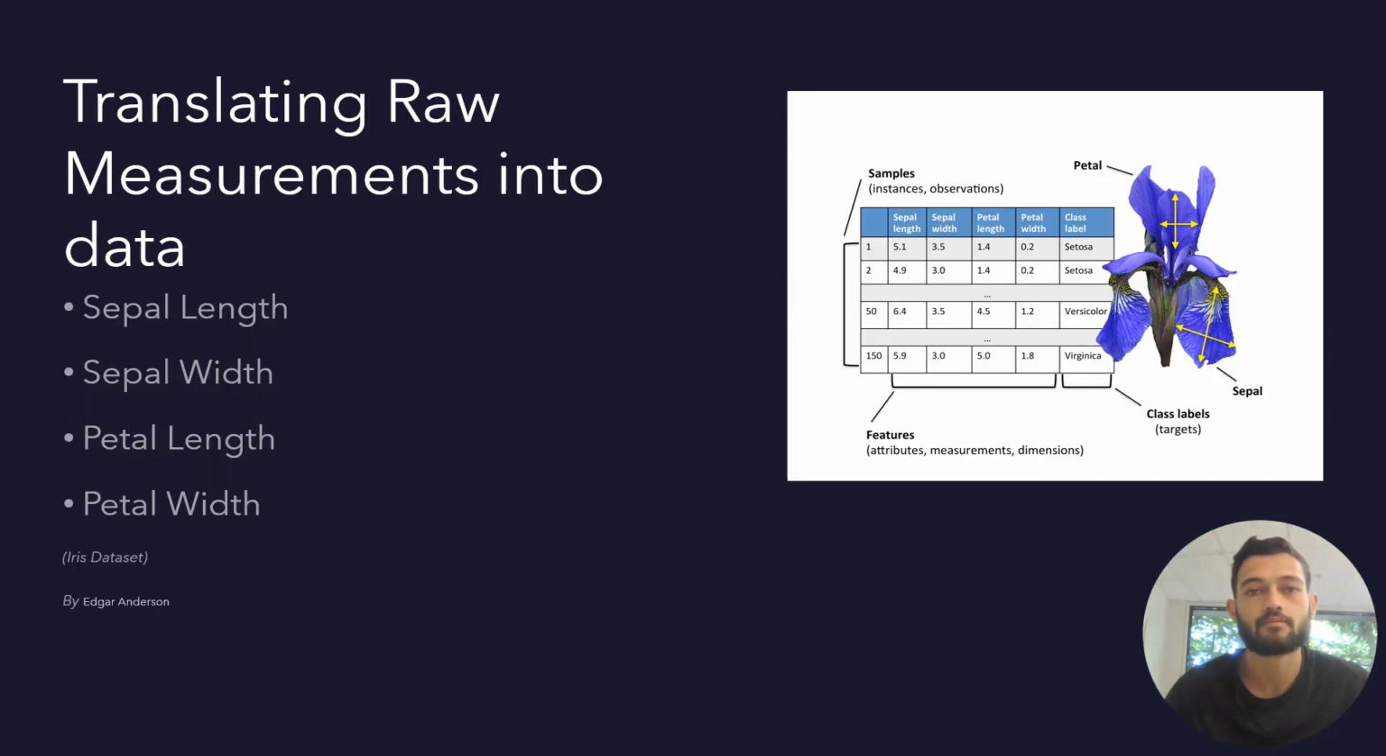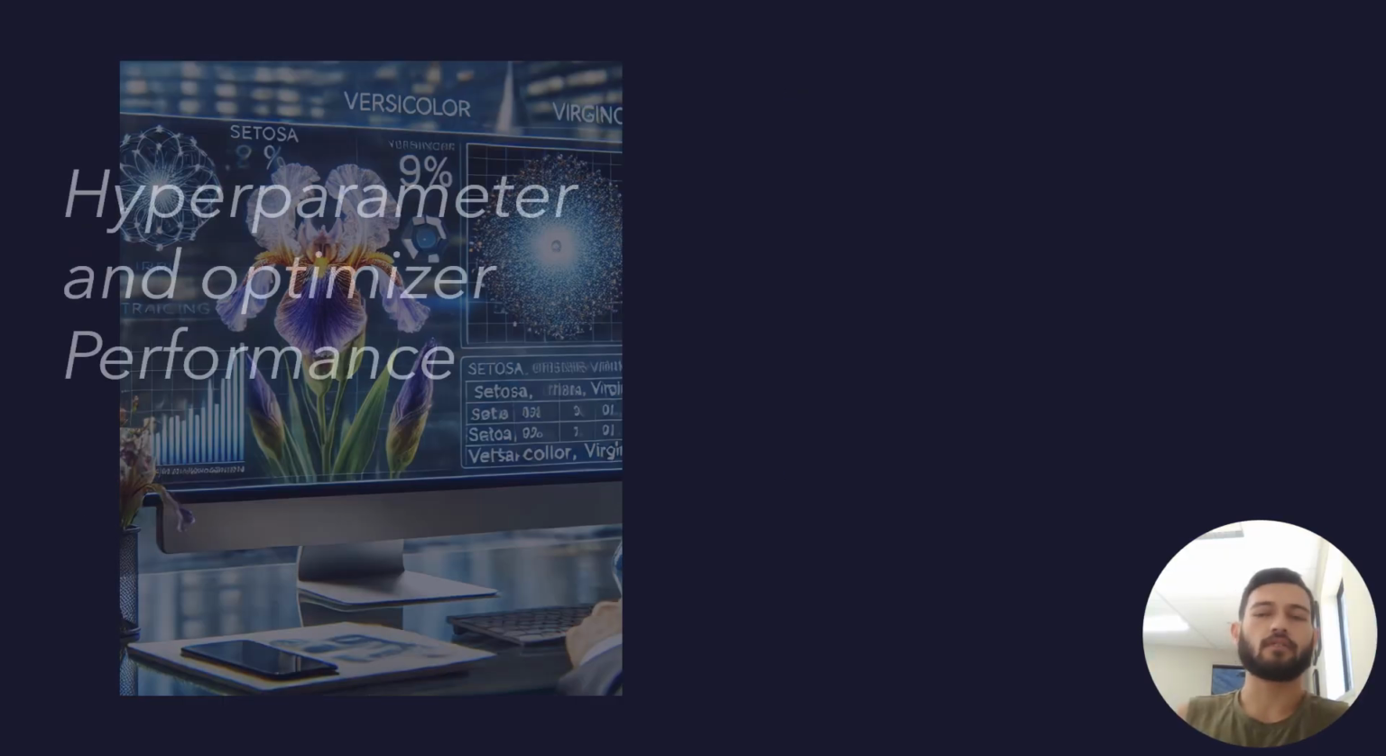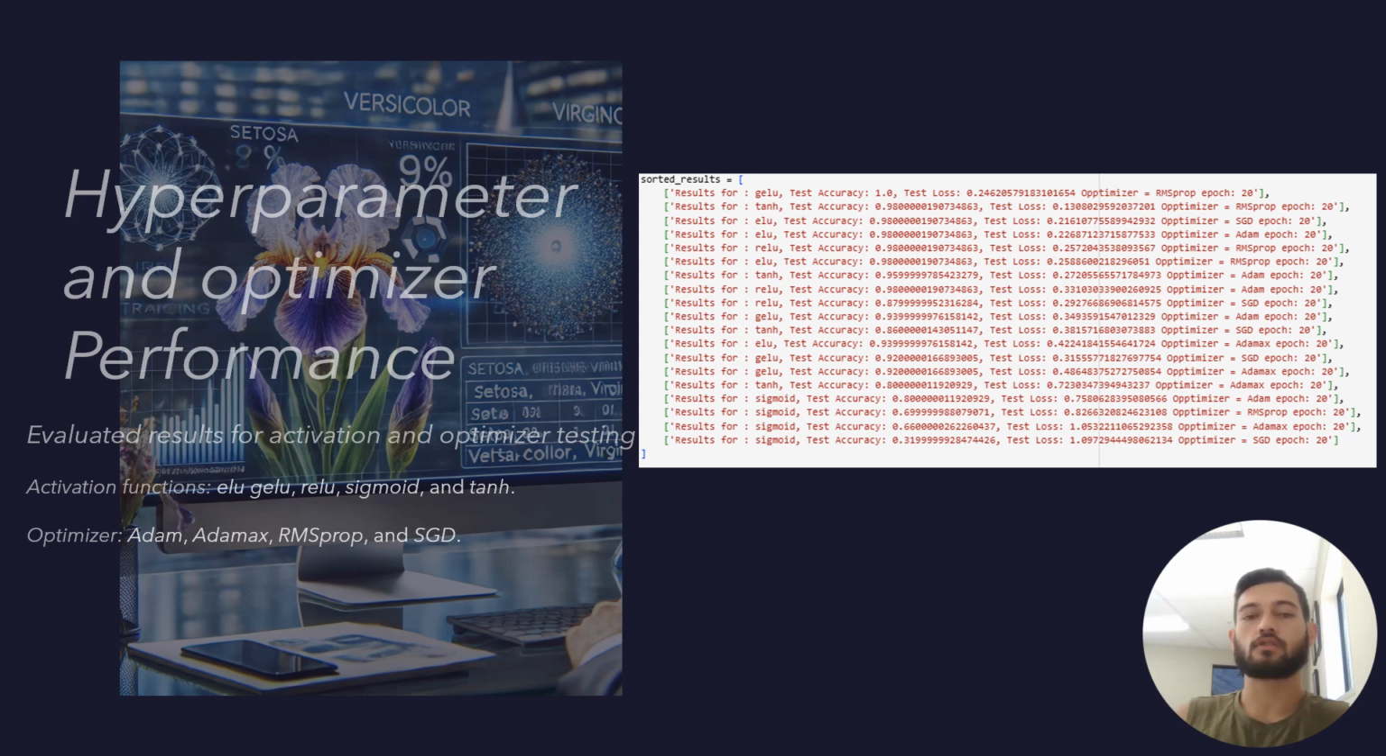Let's find out. We use the famous iris dataset to train our model, which contains raw measurements of iris flowers collected and organized by botanist Edgar Anderson. First, we split the data into 67% for training and the remaining 33% for testing. We use the testing data to evaluate how well our model performs on unseen examples. In our training phase, we experimented with a mixture of activation functions and optimizers to figure out the most effective setup.